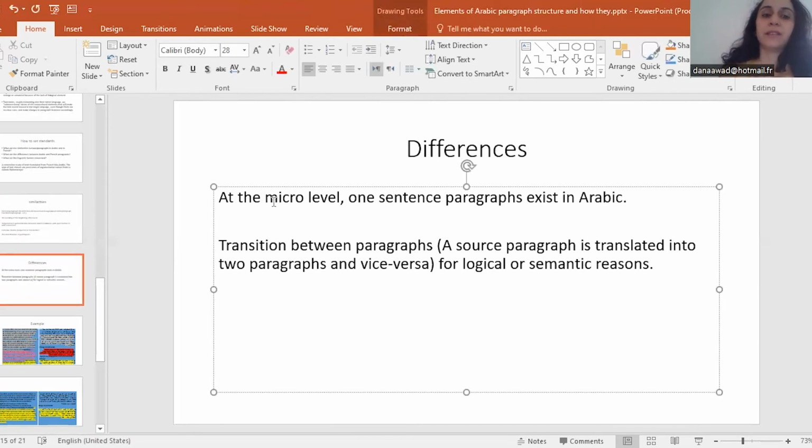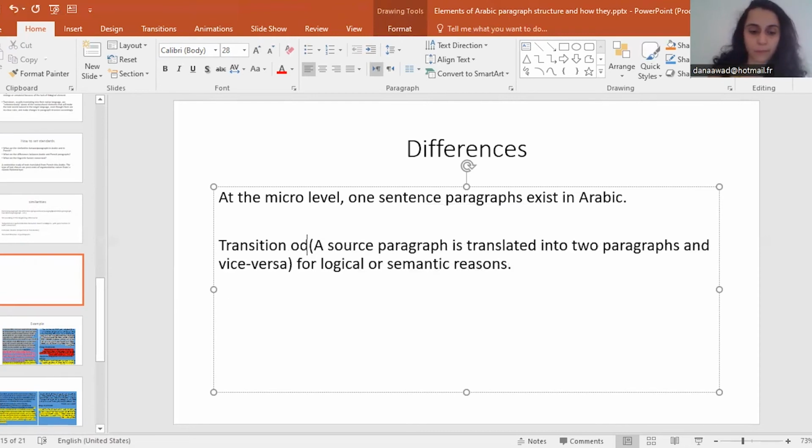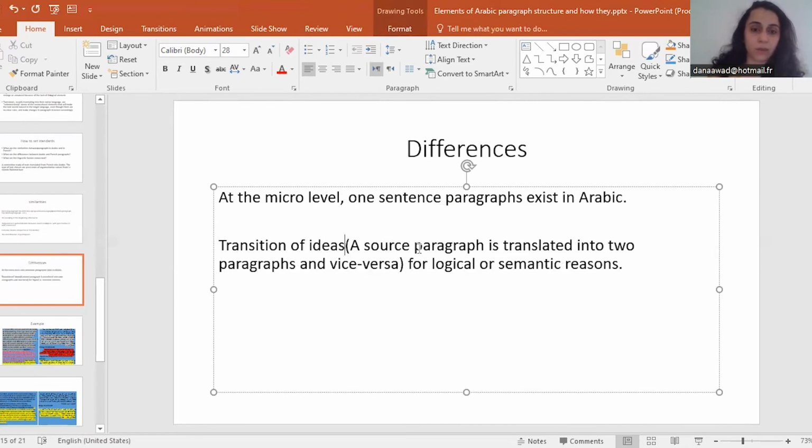The main differences is that at the micro level, one sentence paragraphs exist in Arabic. The transition between paragraphs is different, especially when we have one big paragraph that is translated into 2 or 3 separate paragraphs, and vice versa, for logical or semantic reasons. So this creates a difference in transition of ideas, not a transition between paragraphs.